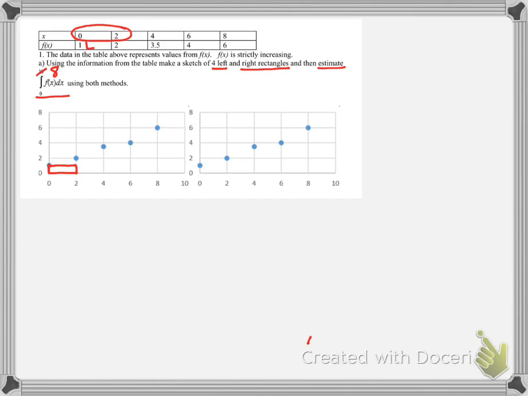Notice all these dots are drawn for you. That would never be true on an AP test. You'd have to create your own sketch, and I'd encourage you to do that. But if we were going to draw left rectangles, we'd have 4 of them. And we wouldn't use this last data point because we're going from the left.